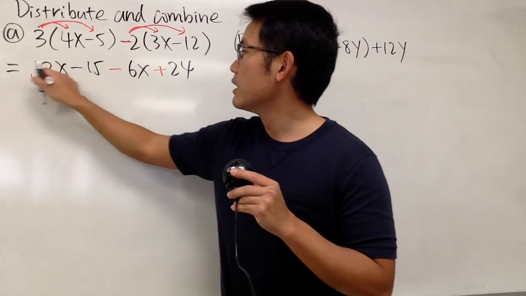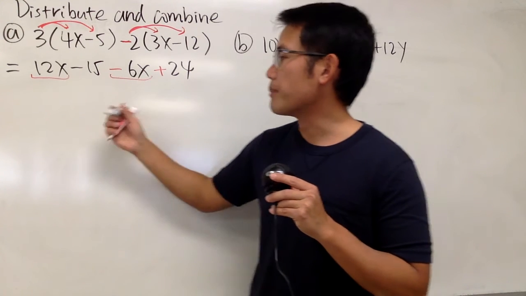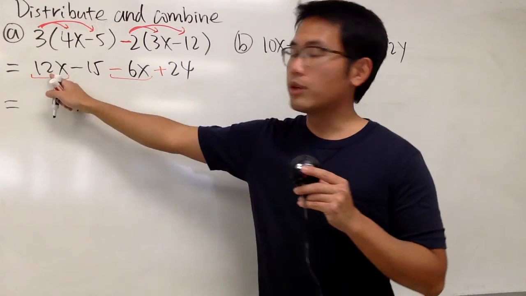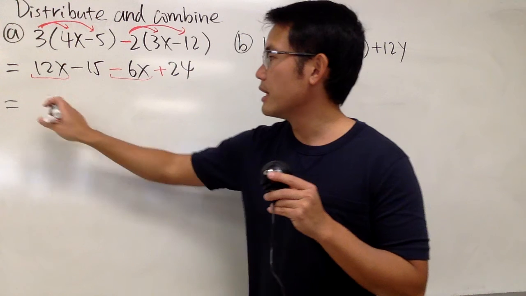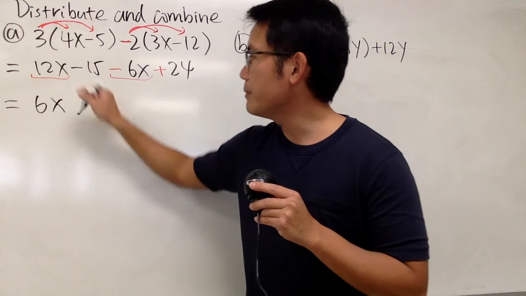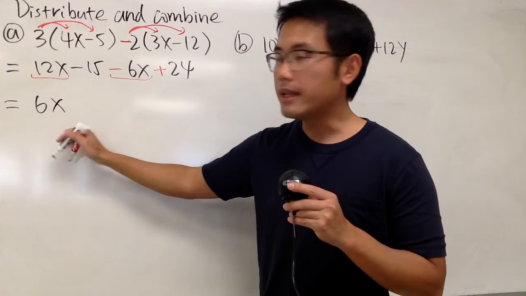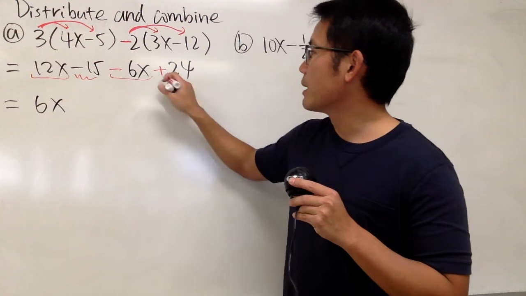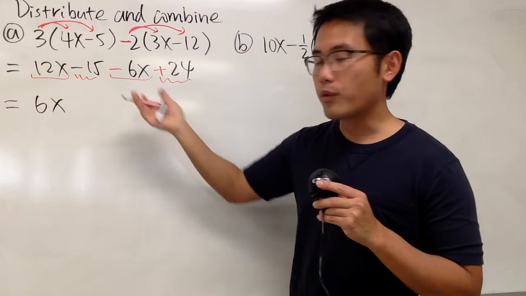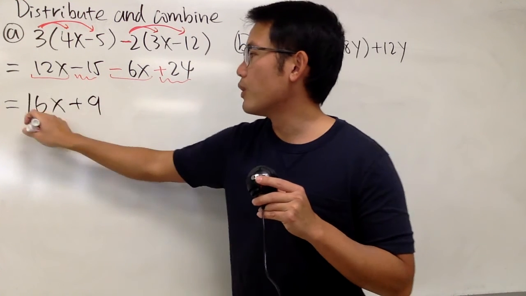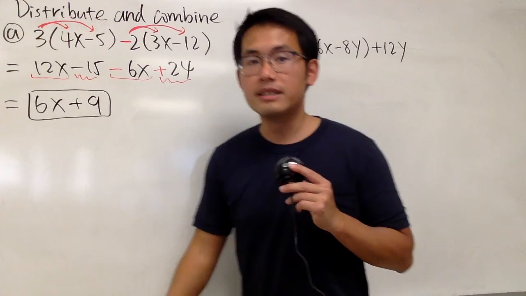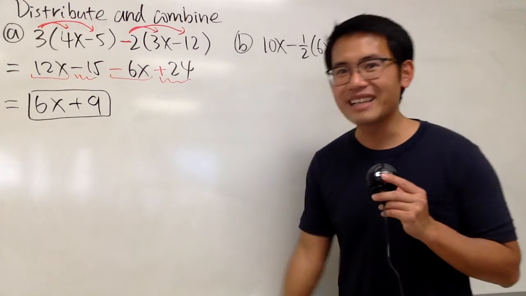And we see 12x minus 6x, we can combine. And you just subtract the coefficients. 12 minus 6 is 6. And then you keep the x term, just like this. And then for the minus 15 plus 24, of course, you just combine the numbers and you end up with plus 9. So the final answer right here is just 6x plus 9, just like that.